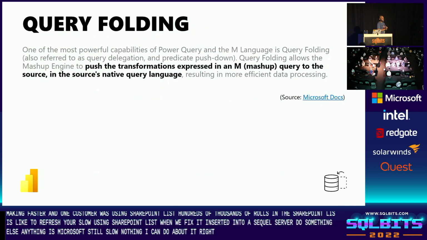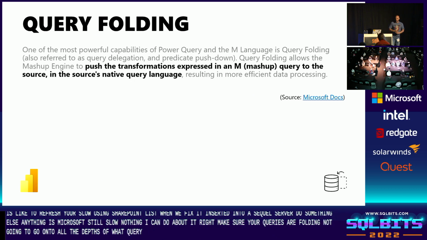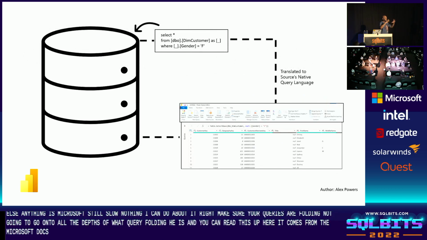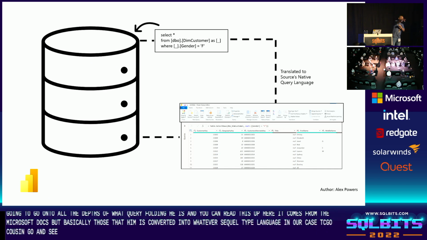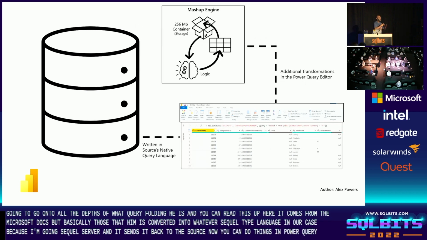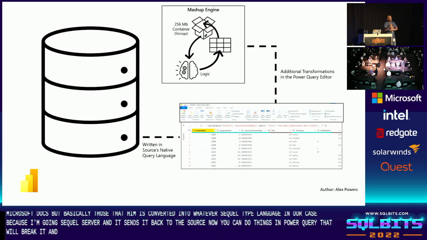Make sure your queries are folding. I'm not going to go into all the depths of what query folding is. You can read this up here. It comes from the Microsoft Docs. But basically, that M is converted into whatever SQL type language, in our case T-SQL because I'm going to SQL Server, and it sends it back to the source. Now, you can do things in Power Query that will break it and stop it from folding back.